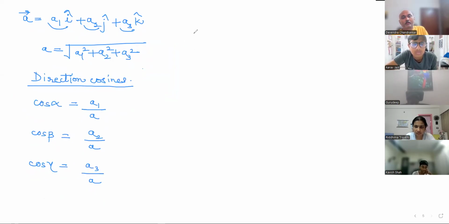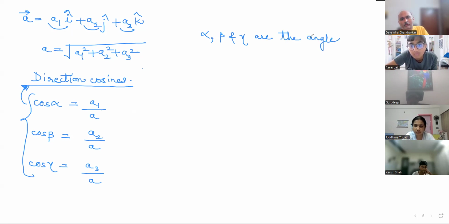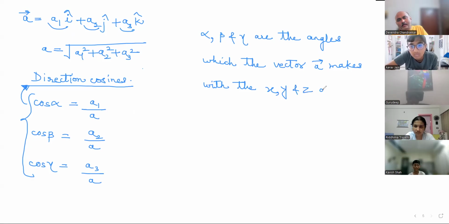Now, please pay attention. These are direction cosines: cos alpha, cos beta, cos gamma. All these three taken together are called direction cosines, right? Now, what are alpha, beta, and gamma? Alpha, beta, and gamma are the angles which the vector A makes with the x, y, and z axis respectively.